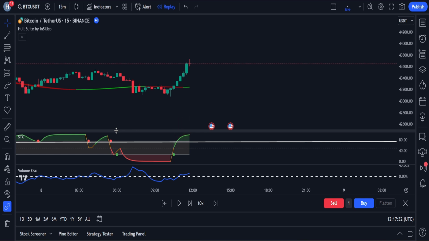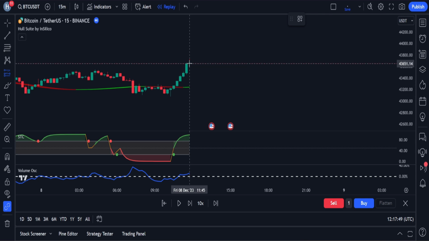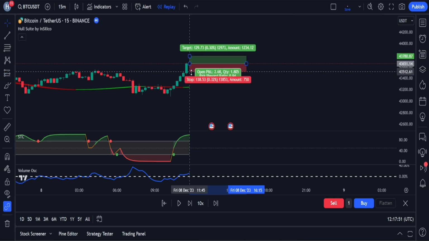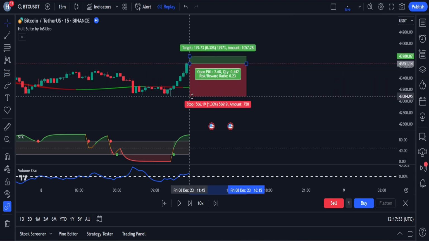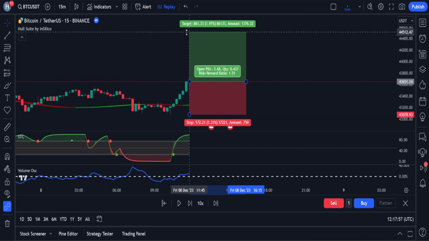And lastly, we will need to check the volume oscillator to make sure that there is enough volume in the market to further push the price up. We will check this by making sure that the volume oscillator line is above the zero line. As you can see, this is the case here. So if all these conditions are fulfilled, we can enter into a buy position. So I will open a buy position here. We will place the stop loss at the recent swing low. After that, we will target a 1.5 times risk to reward ratio.